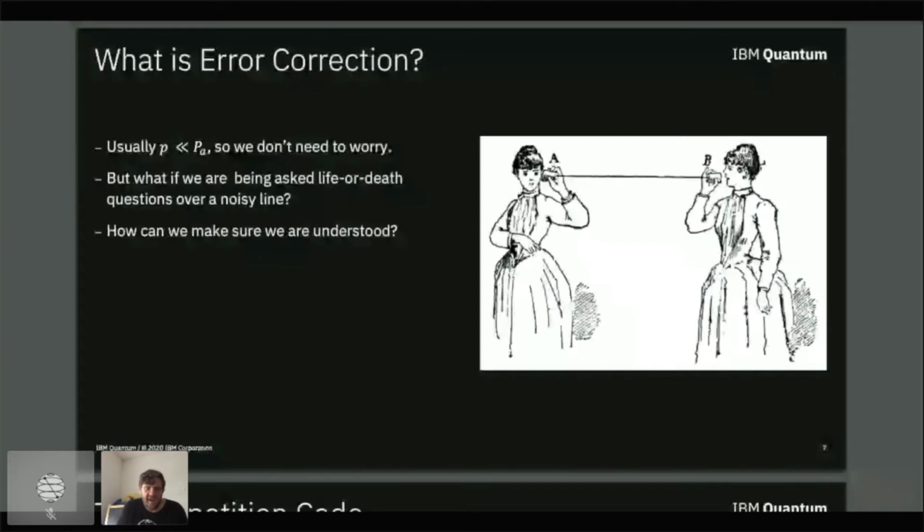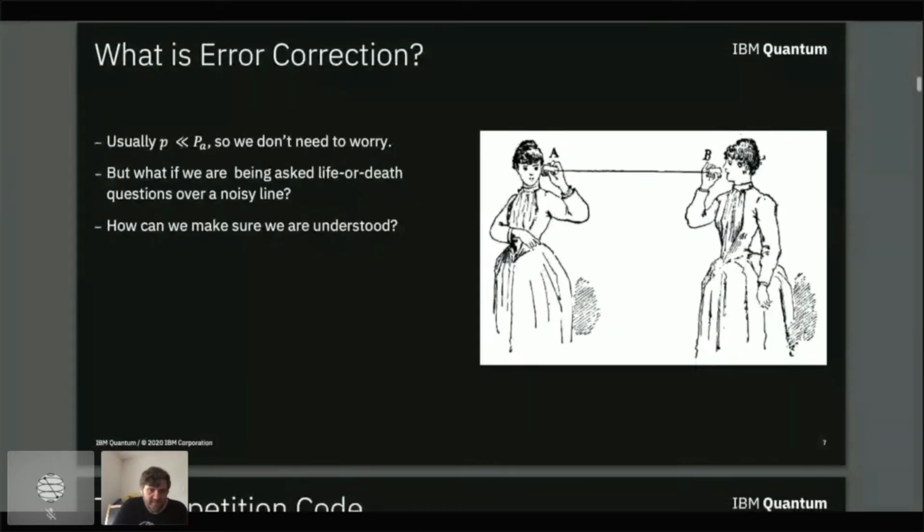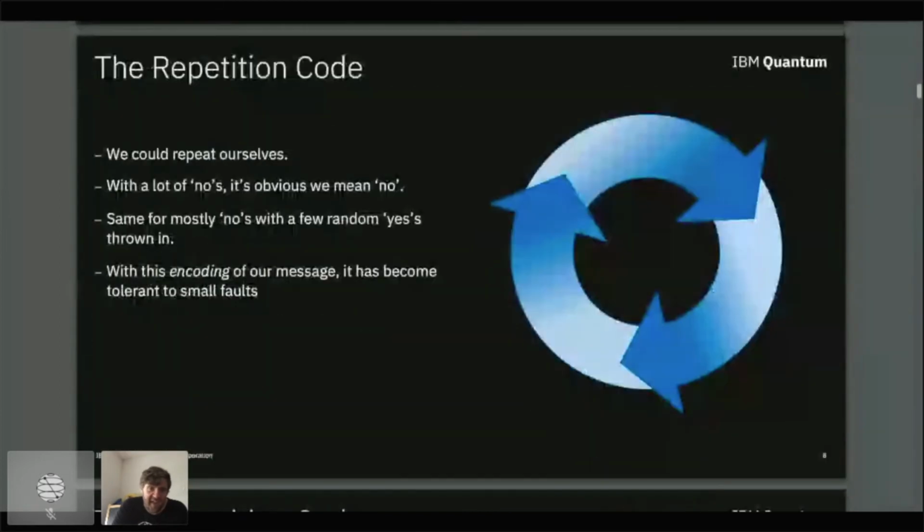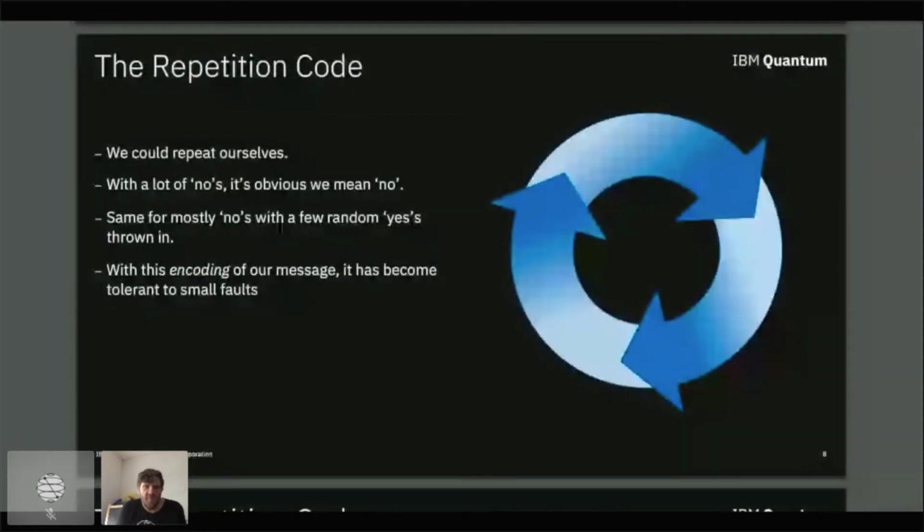But if you really want to get your message across, then you will have to do something rather than just saying yes or no in order to ensure that your message really is understood, despite the fact that the line that you're using is too noisy. And what you would probably do without even thinking is repeat yourself. So if you really wanted pineapple on your pizza, you would say, yes, yes, yes, yes. Are you kidding me? Yes, of course.